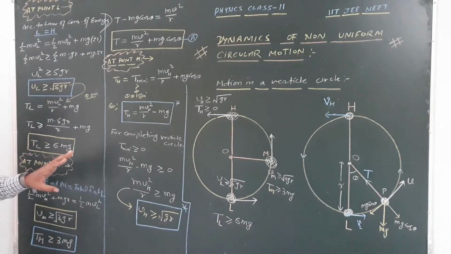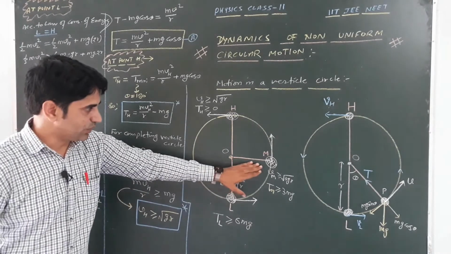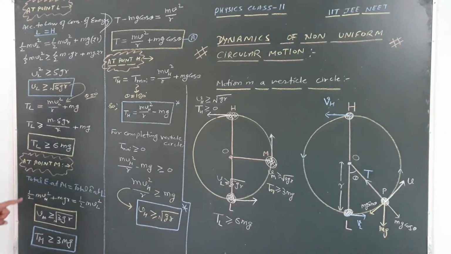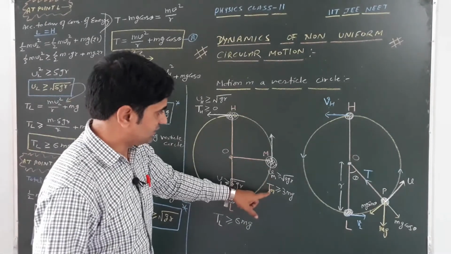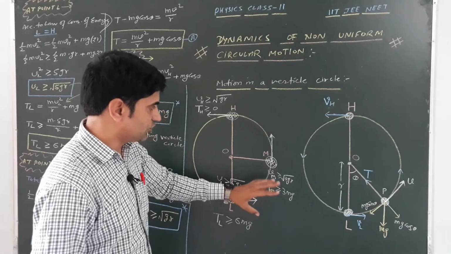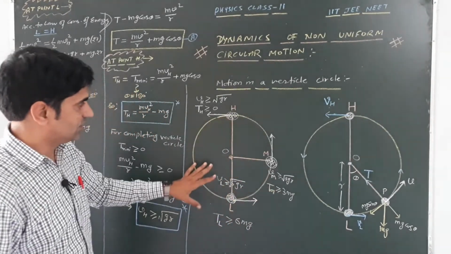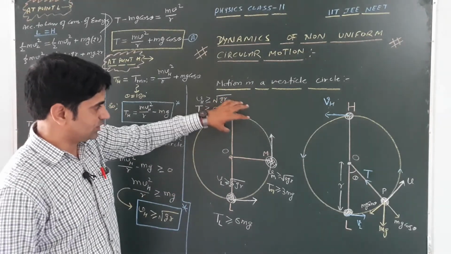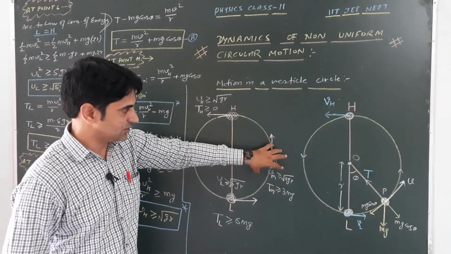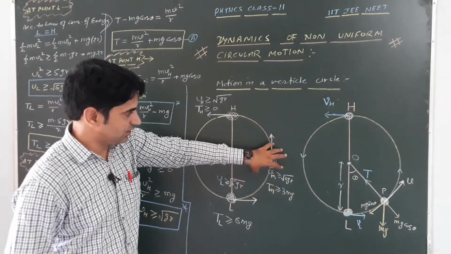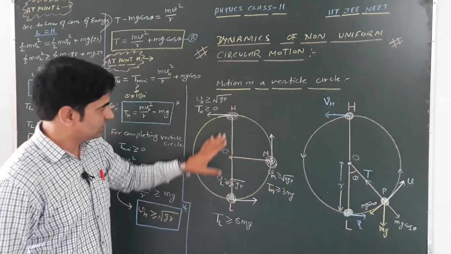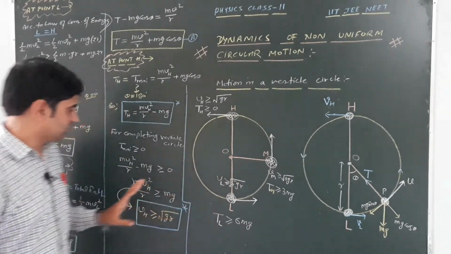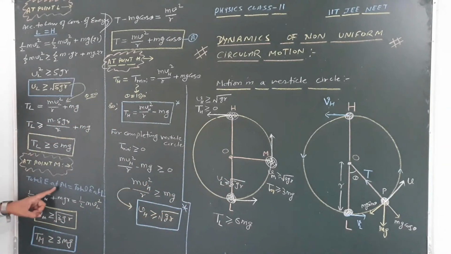Similarly, at a different point that we are considering, point M, we can also find out the velocity of the stone and the tension T in the string. Using again the concept of conservation of energy, the total energy at point M should be equal to the total energy at point L. We can choose H or L. So we write the equation: total energy at point M equals total energy at point L.